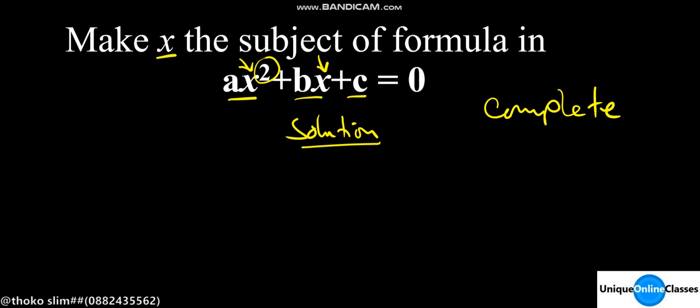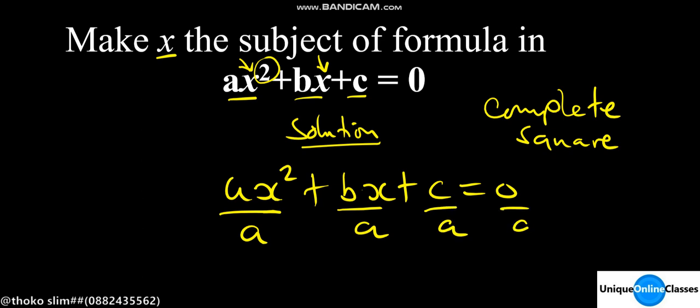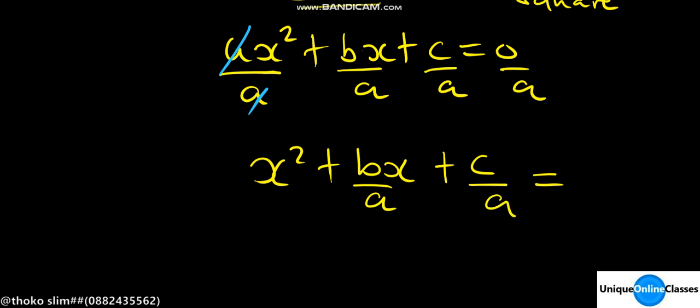So we have to complete the square of that x. We're going to remove the coefficient of that x square, which is a. So we have ax square plus bx plus c is equal to 0. Here we're going to divide by a. If we cancel here, we're going to remain with x squared plus bx over a, then plus c over a is equal to 0.